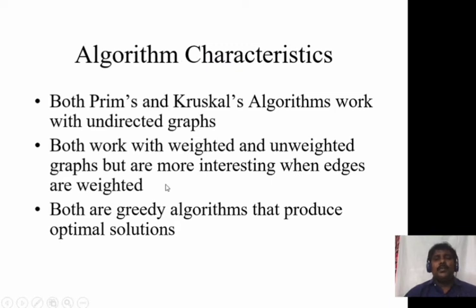Now the characteristics of the algorithms. Both Prim's and Kruskal's algorithms work on undirected graphs. Undirected means there is no direction. So only on an undirected graph can we do the problems on Prim's and Kruskal's. But we have to keep in mind that they are based on a minimum spanning tree, which means we have to consider from the least weights.